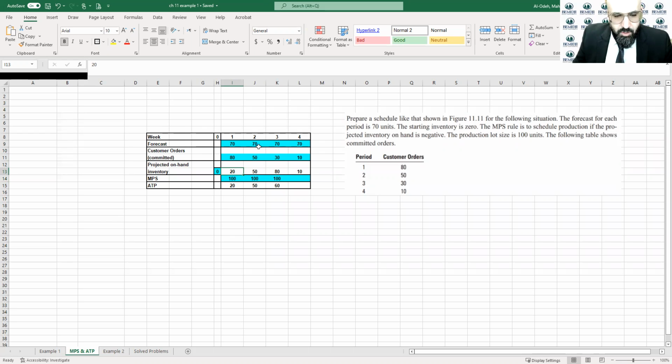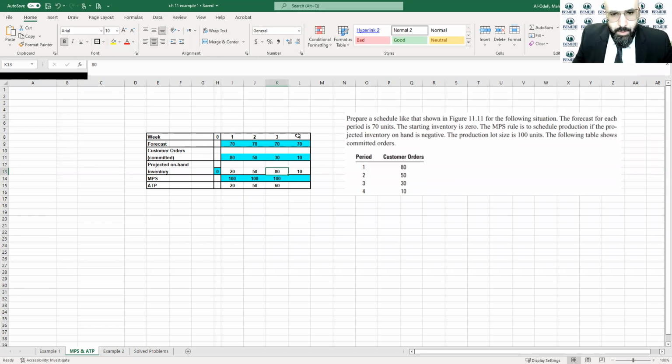20 units is not enough to satisfy the 70. We go with the higher. So we have to issue an MPS. So now we have 120. Take away 70. That will give you 50 units available by the end of period 2. And now 50 is not enough to satisfy the demand for period 3. So we have 50 plus 100, 150, minus 70. That would leave you with 80 units by the end of period 3.